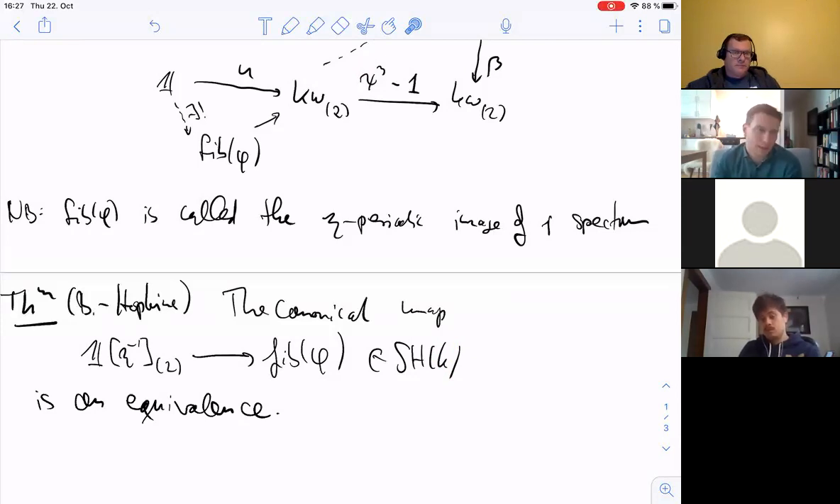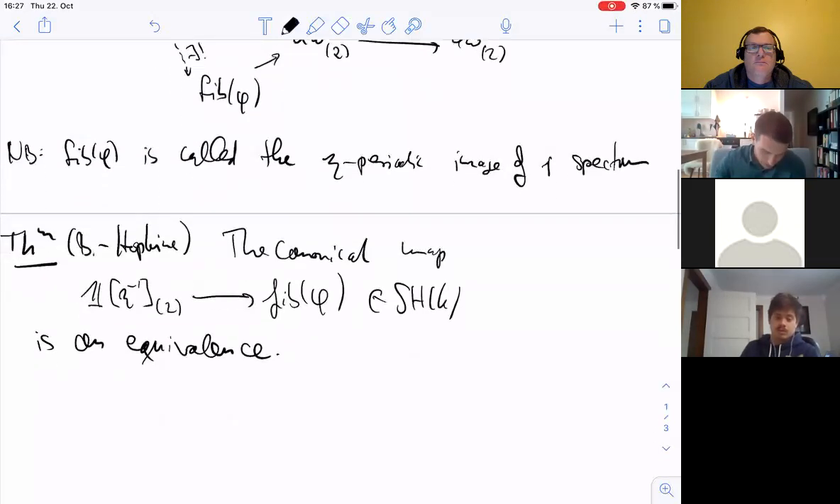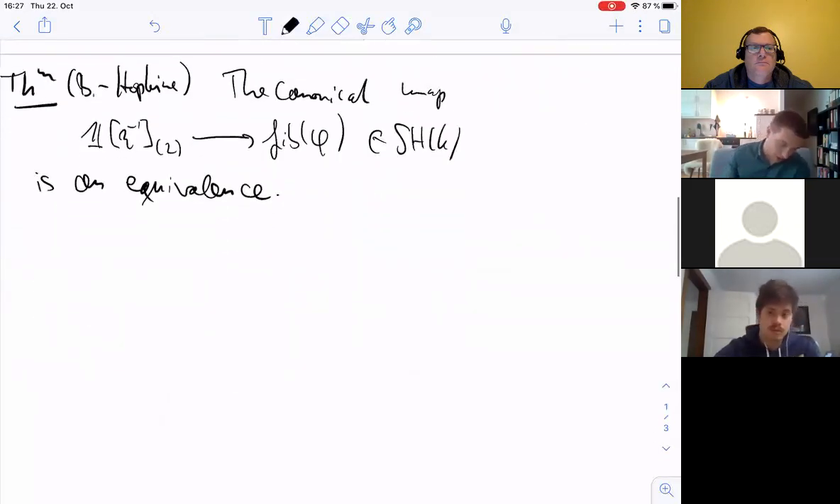In fact, it's true basically for any scheme on which 2 is invertible, with some correct interpretation of this term. But again, we will try to be more down to earth and look at this computationally accessible case of a nice field. Okay, so how are we going to do this?